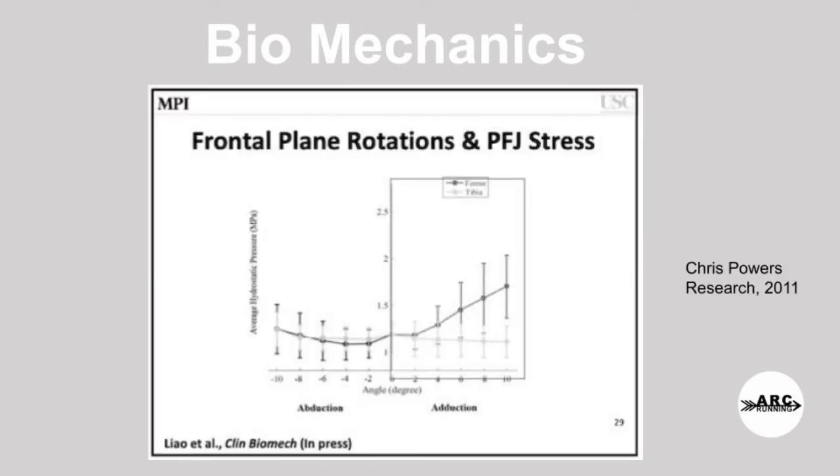I pulled this from one of Chris Powers' research in 2011, just a snapshot. The general theme here is this. Adduction, on the very bottom, is pretty much a knee caving in. And on the left side, the y-axis, is the average pressure on the kneecap. We'll just say patellofemoral pressure. So as you increase the knee caving in, there's an increase in pressure on the knee, to a point where we can argue it gets overloaded if it's not addressed.